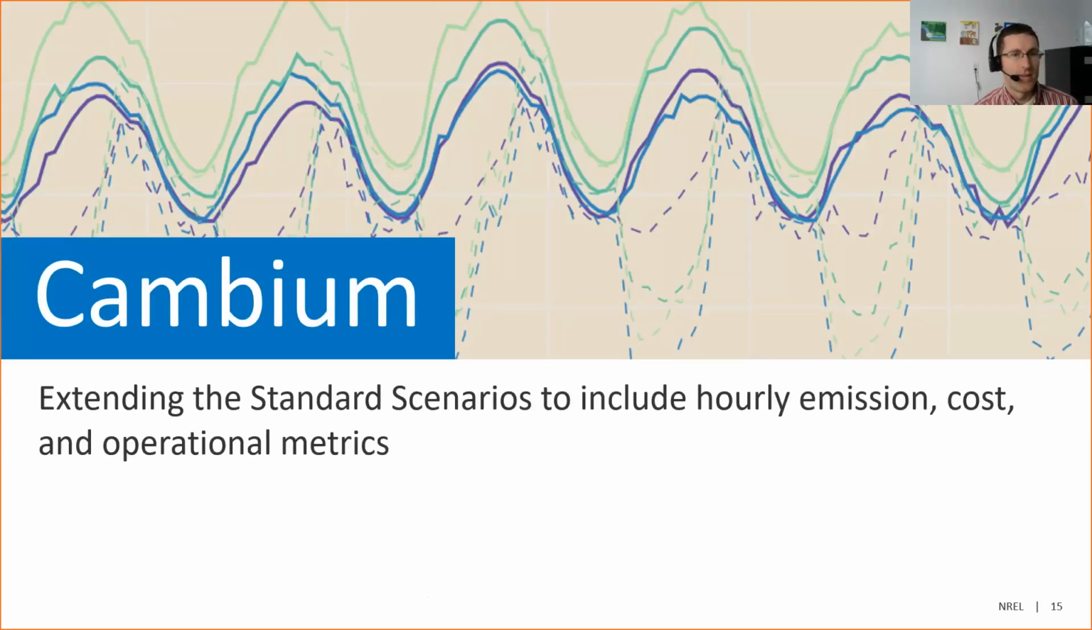Okay, thanks, Wes. Wes is giving you the broad overview of the standard scenario suite, what it looks like this year. I have the very enjoyable task of focusing on a very new thing in this year's release, a project called Cambium, for the Cambium data sets. Essentially, we put a lot of work into expanding the number of metrics that we're reporting for these future scenarios, and the metrics are reported at hourly resolution instead of previously it was primarily annual.